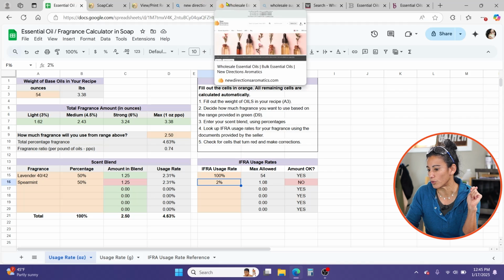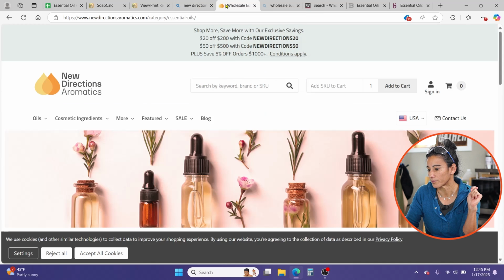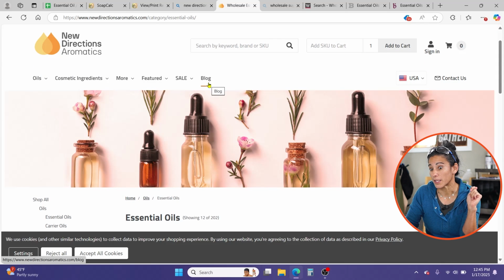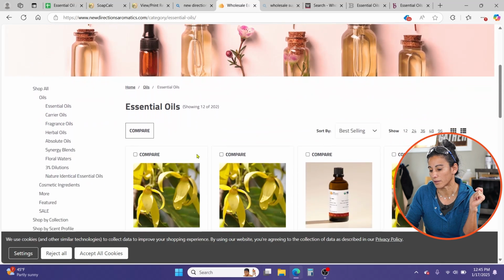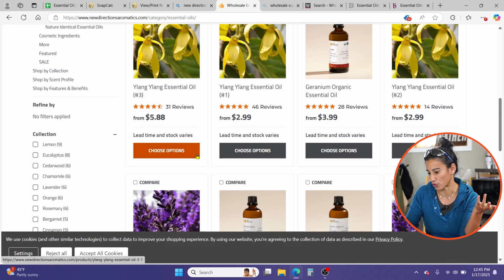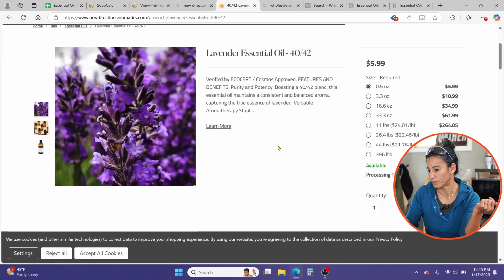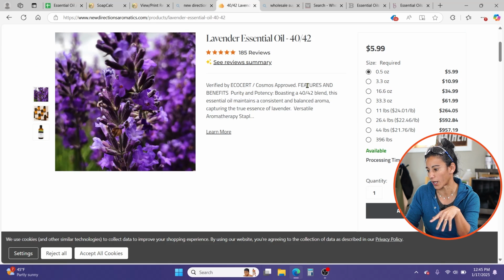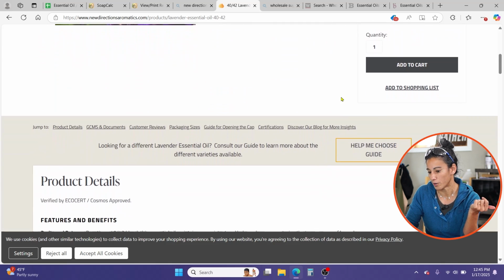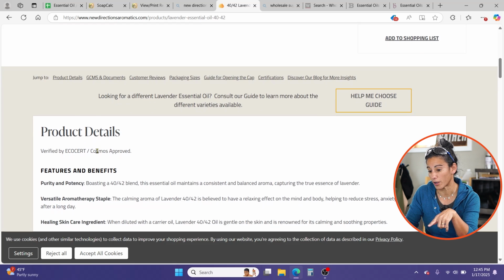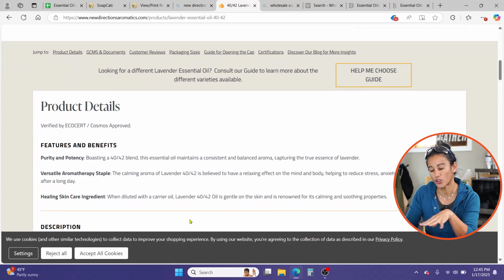I'm going to go to the New Directions website. This is where I get most of my essential oils, and you'll see why in just a second. First of all, they have great essential oils. Here's their lavender 4042. And if I click on that, you can see all the information for it come up, the price, obviously, add to cart. But then down here, there are a bunch of product details, and you should always read this stuff when you're buying an essential oil. Sometimes an essential oil isn't 100% natural. Lavender 4042 isn't always all natural.